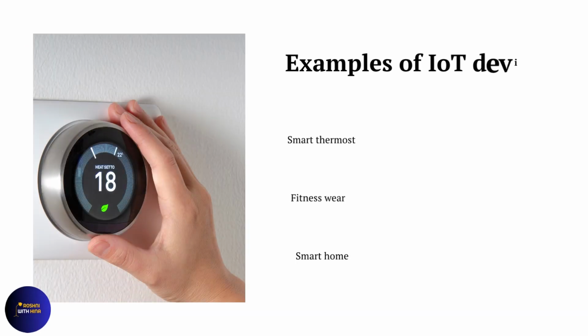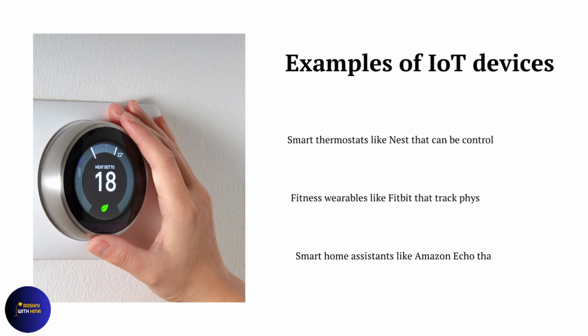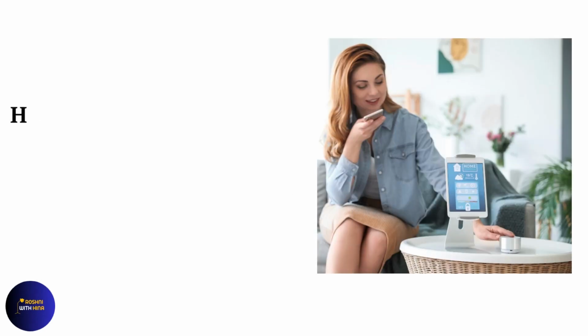Some examples of Internet of Things devices: smart thermostats like Nest that can be controlled by mobile devices, fitness wearables like Fitbit that track physical activity and sleep, smart home assistants like Amazon Echo that respond to voice commands.